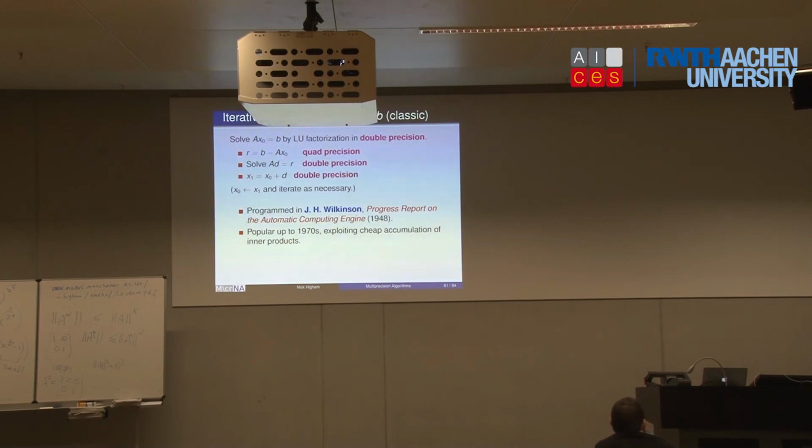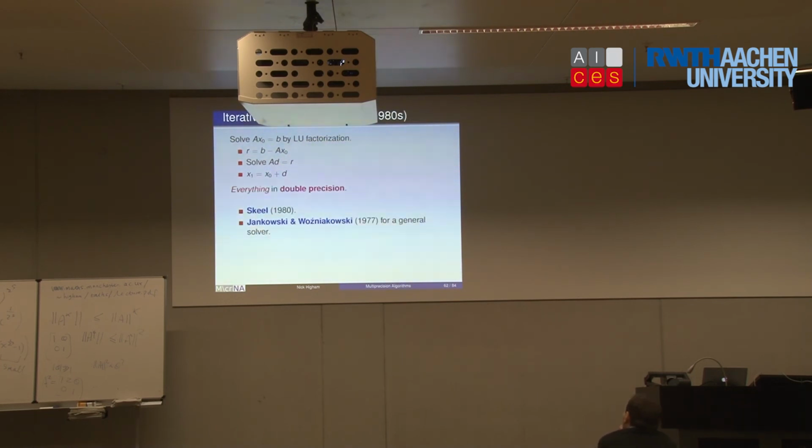But from the 1970s onwards, computers were no longer able to provide the residual at no extra cost. And indeed, it might not have been easy to even do r in extra precision at all, because your compiler might not have provided quad precision. So this usage started to die out a little bit. And so in the 70s and 80s, people thought about, well, what if you do the whole thing at the working precision? Is there any benefit? Because originally people thought, well, there's no point. What's the reason? Well, Skeel and Jankowski and Wozniakowski showed there is a reason for doing this.